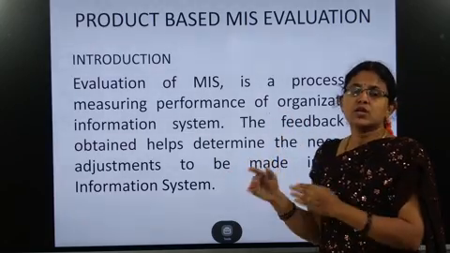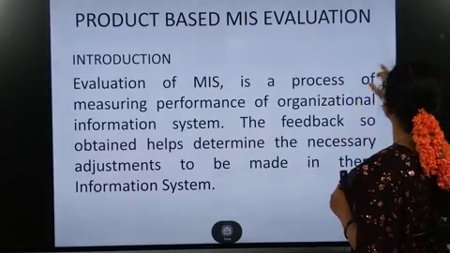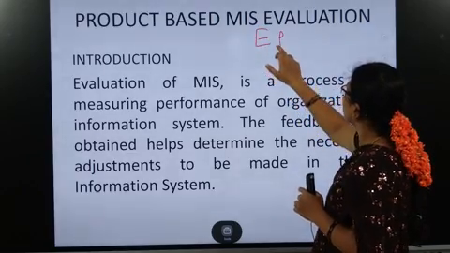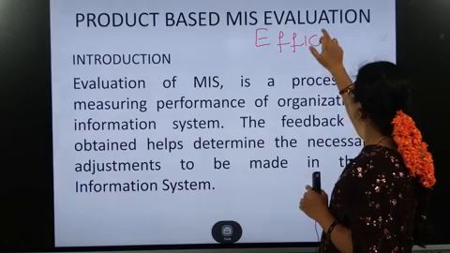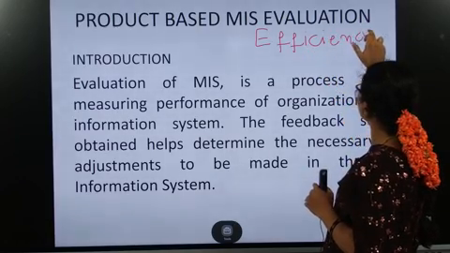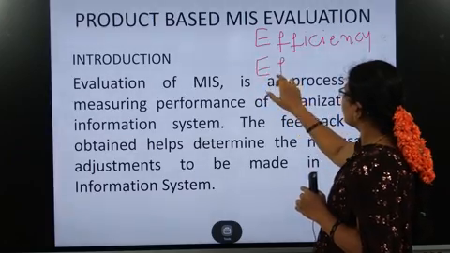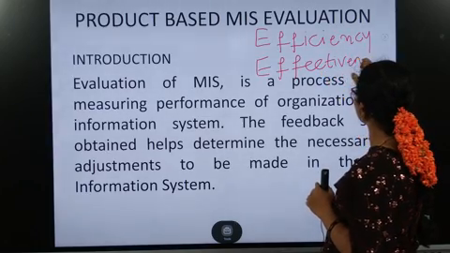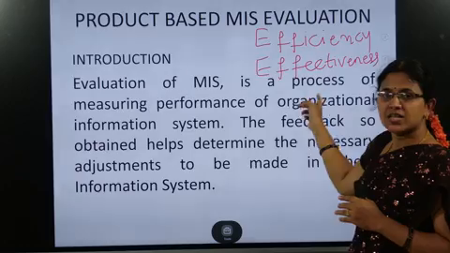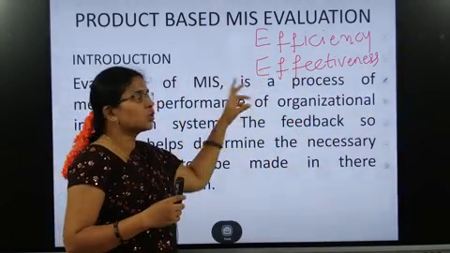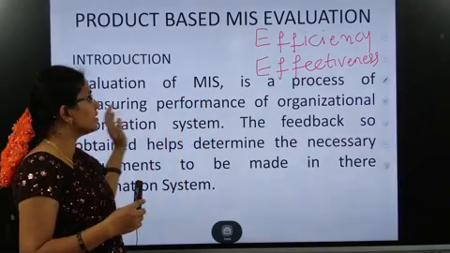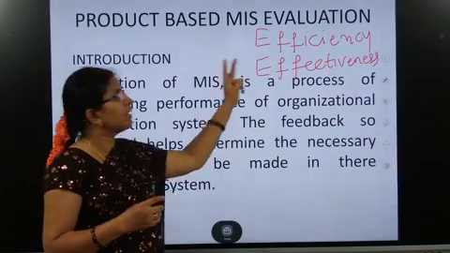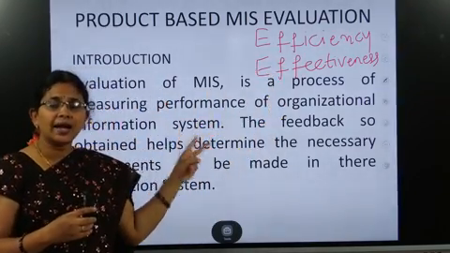In evaluation, you have two classes. What are they? Efficiency and effectiveness. Efficiency and effectiveness are the two classes of evaluation. It means whether the system is performing well according to the organization's needs or not can be checked by using these two classes, efficiency and effectiveness.